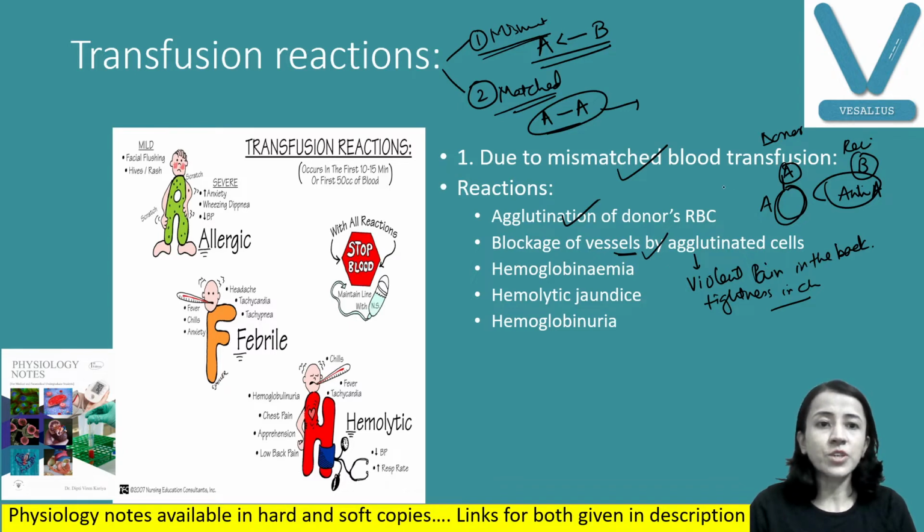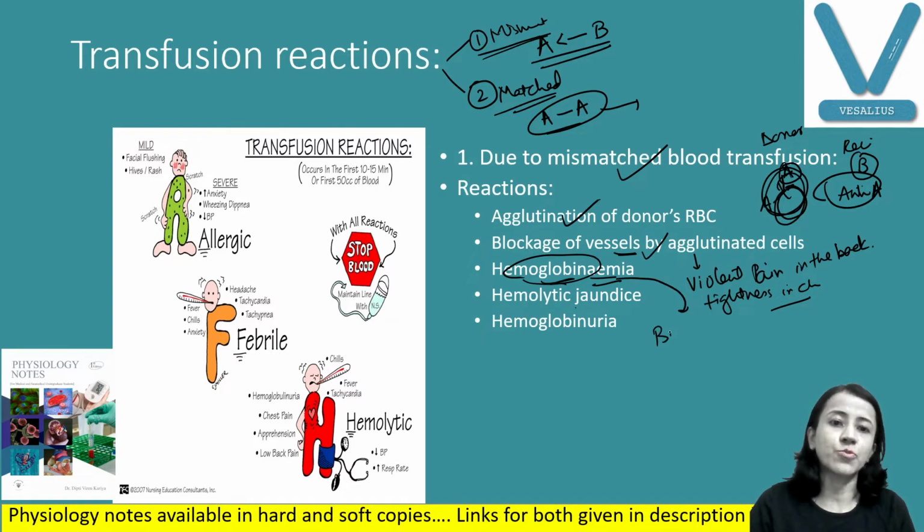Next, because of this agglutination, the second step would be hemolysis. RBCs are destroyed, so hemoglobin comes out, and that results in an increase in the hemoglobin concentration in the blood, that is known as hemoglobinemia. And when this hemoglobin concentration increases, it is converted into bilirubin, and this bilirubin is free, and that results in jaundice, and this type of jaundice is known as hemolytic jaundice. Now this hemoglobin enters the renal circulation because it is free in the blood, so that results in hemoglobinuria.